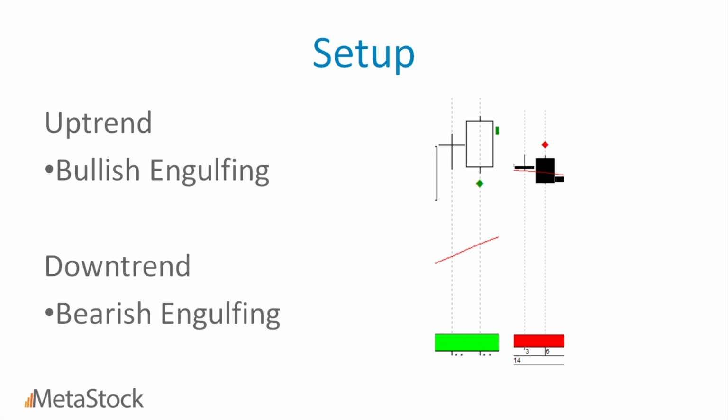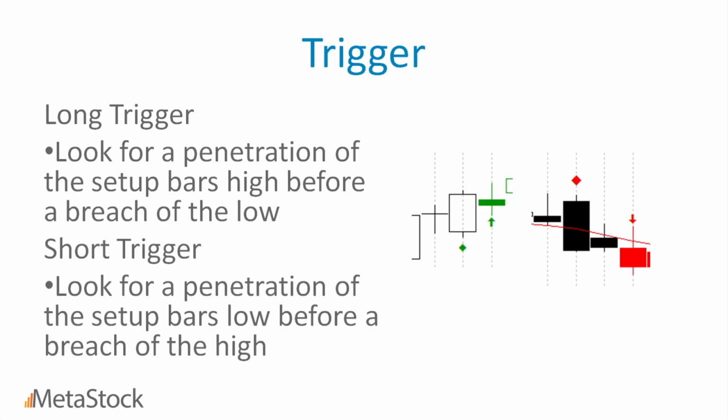That's exactly the setup that we're looking for. We're looking for the uptrend, and then we look for a bullish engulfing pattern, and then we've got an official setup on the chart. The way we'd look for our triggers is we're going to look for a penetration of the setup bar's high before penetration of the low.